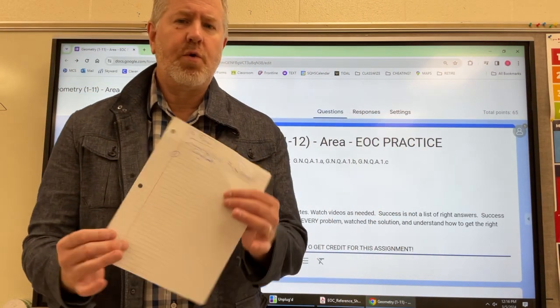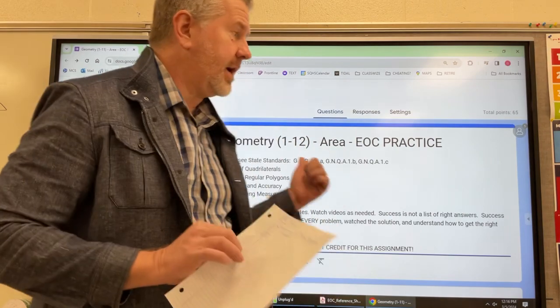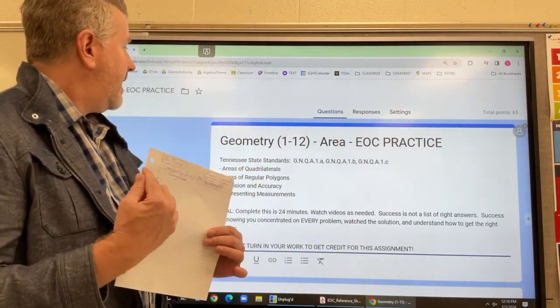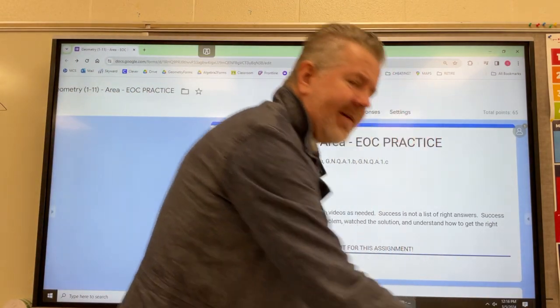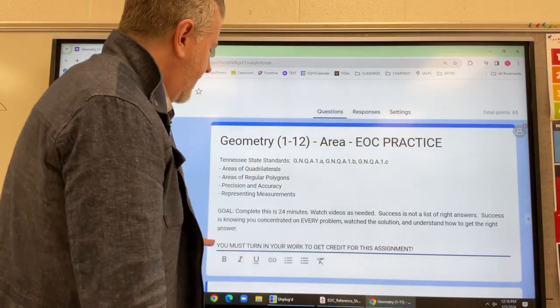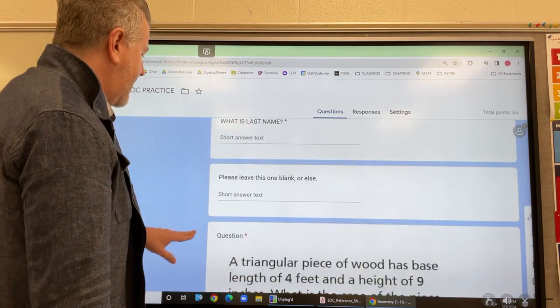So, when you grab your sheet of paper, which you must turn in when completing this, make sure it says Geometry 1 through 12 area EOC practice, all right? And have the date and your name on there. That never hurts also. Okay, so let's go ahead and get started.